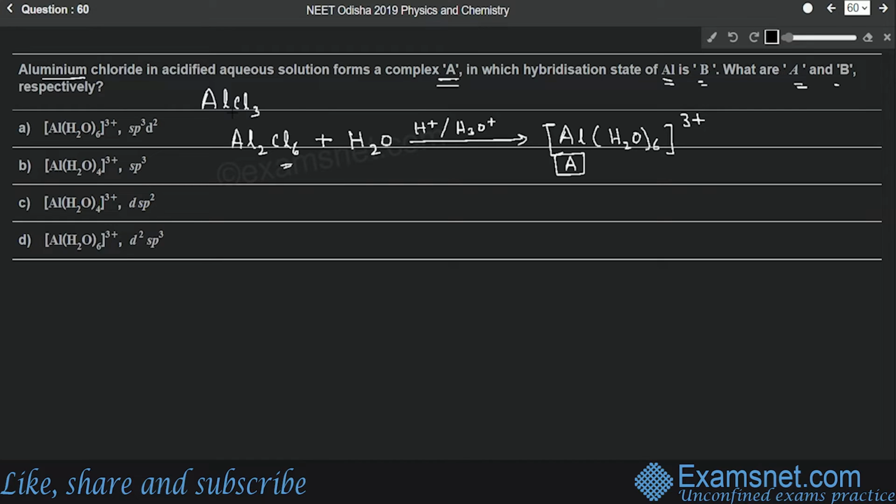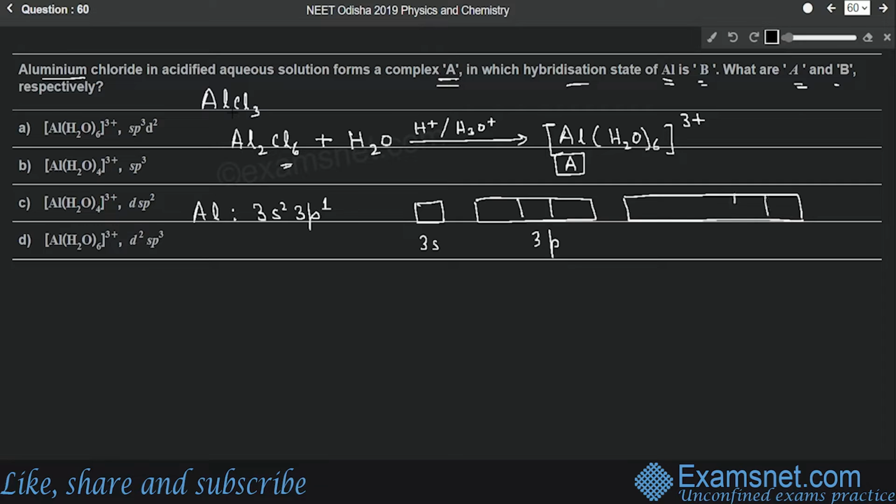Now we have to tell the hybridization of aluminium in this complex. For that, let's write down the electronic configuration of aluminium. It is 3s2 3p1. Now let's fill these electrons in the orbitals. So we have 3s orbital, then 3p orbital, and then aluminium also has vacant d orbitals, so this is 3d orbital. Now 2 electrons in 3s orbital, so 2 electrons filled. 1 electron in 3p orbital, so 1 electron filled.